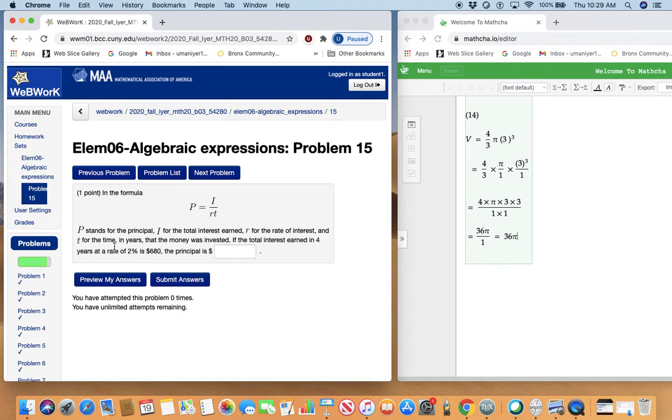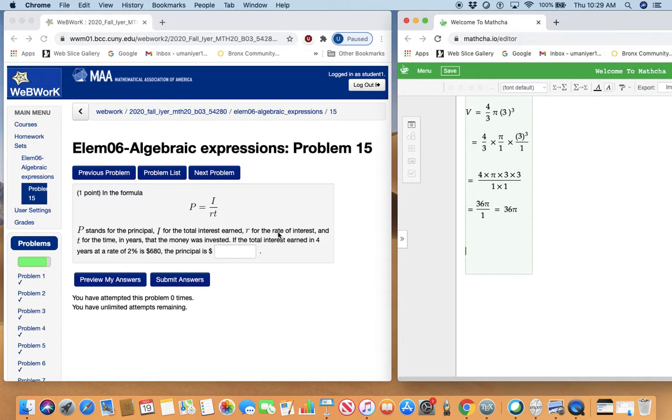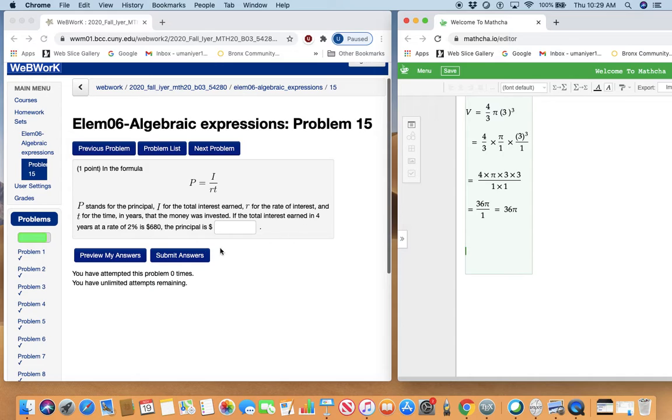P stands for principal, I stands for the total interest, R rate of interest, T for time. So if the total interest earned in 4 years is 680. So it's kind of tricky to recognize what is what, right? Interest earned in 4 years. So I'm looking at problem 15. So already 4 years is going to be time. Time is 4.